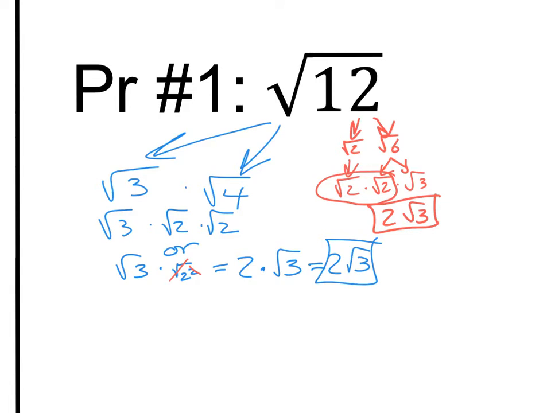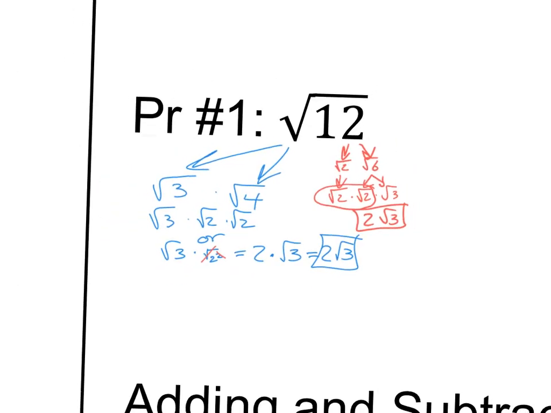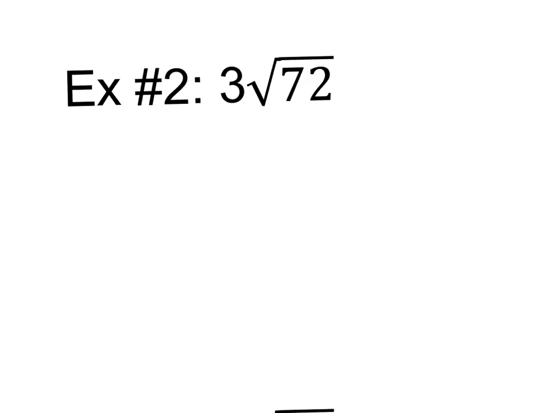Okay, so hopefully this is making a little bit of sense. All we're doing is breaking this down into factors or numbers that multiply up to that number on the inside. So let's go ahead and go to example number two. And this one's a little bit different because it already has a number out front. Don't worry, it's really not a big deal. It's still super easy. So we still need something that multiplies up to 72.